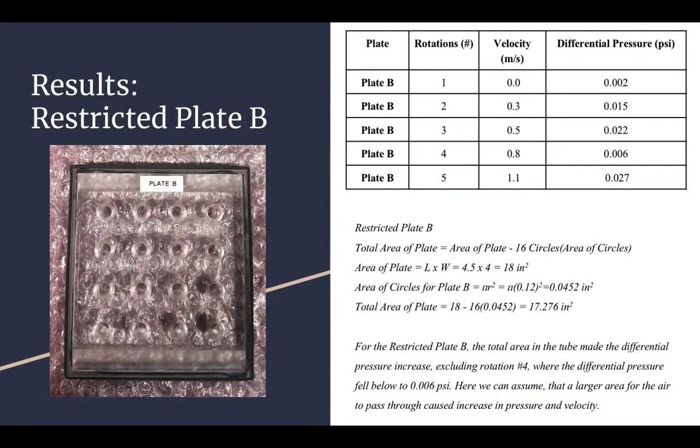The last experiment, we used restricted plate B, which consisted of 16 holes with a diameter of 0.12 inches. The total area of the plate calculated to be 17.276 inches. We concluded since the total surface area of plate B is greater than plate A used in experiment 2, it caused a greater increase in differential pressure. However, at rotation 4, the differential pressure flew to 0.006. We believe this was caused by human error.